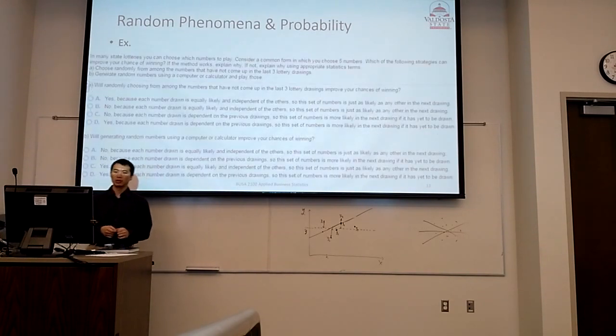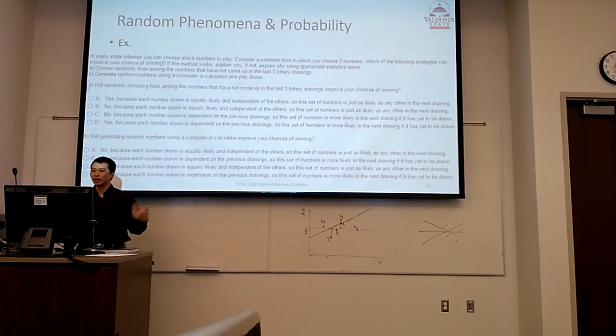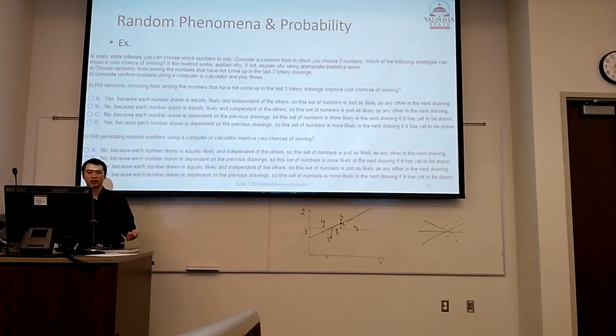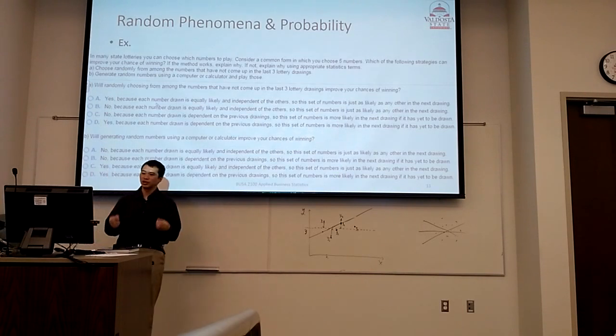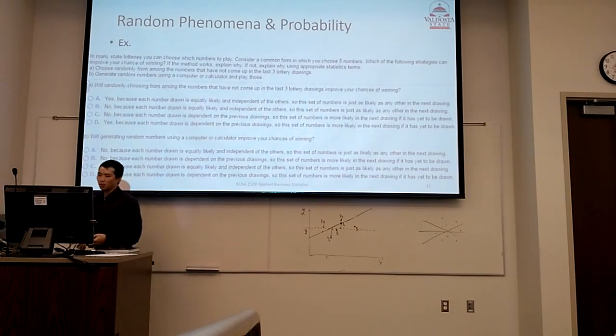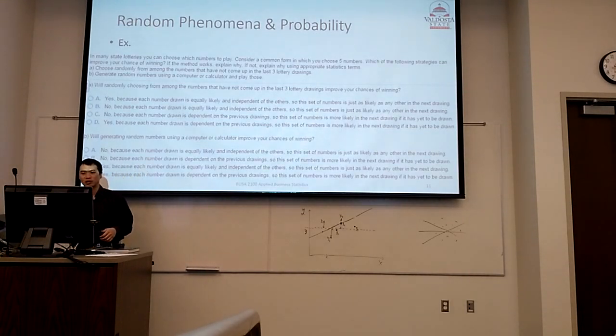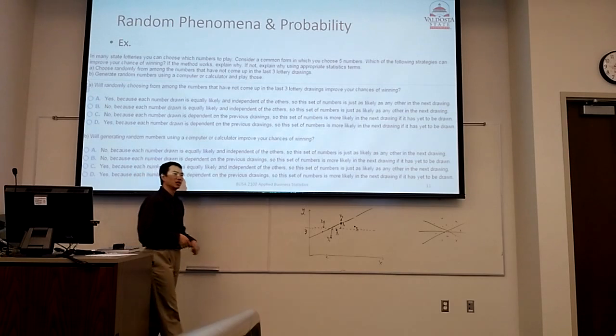The second example. Okay? So lottery. You can choose which number you may consider, a common form where you choose 5 numbers. Then they suggested 2 strategies to improve your chance of winning. So the first one is, randomly choosing from among the numbers that have not come up in the last 3 lottery draws, to improve your chance of winning. Is that going to work?